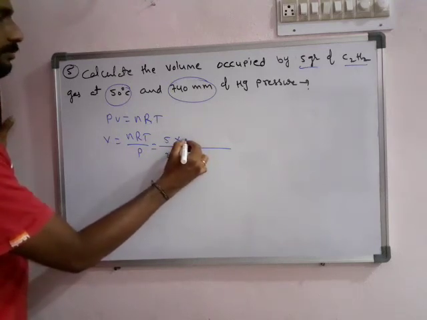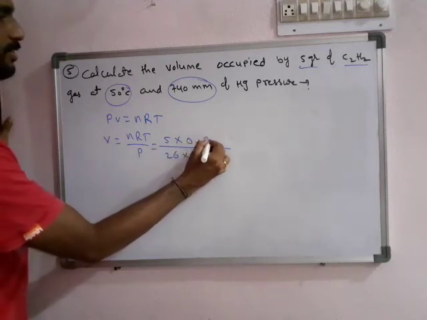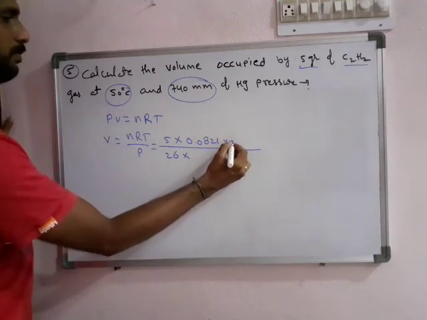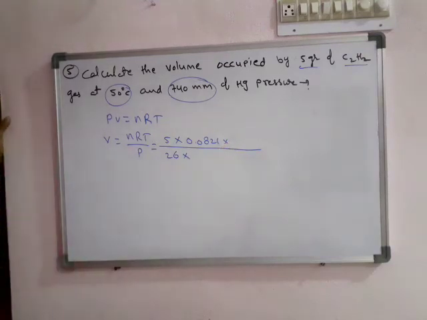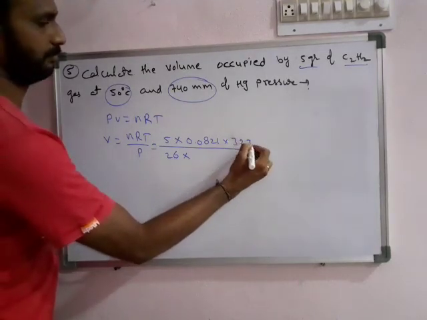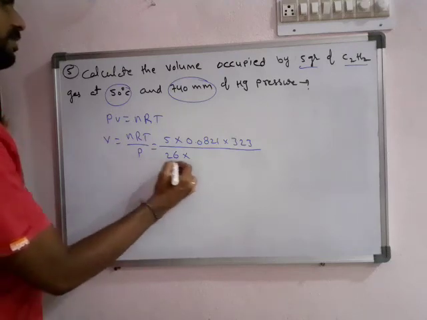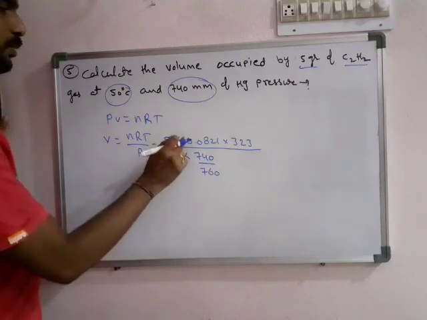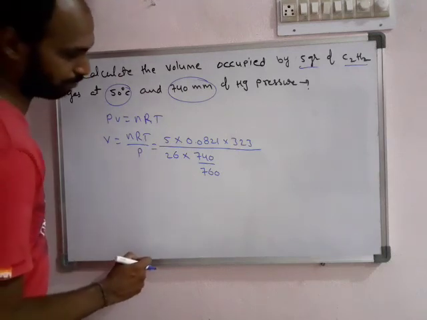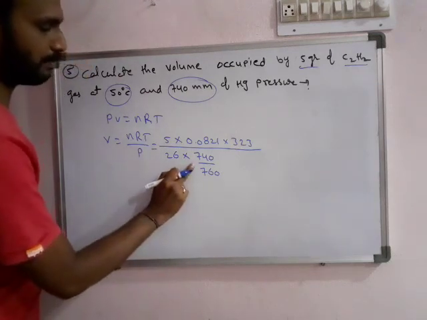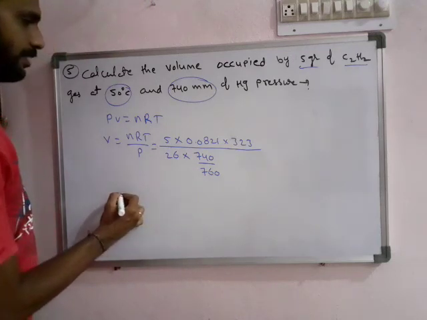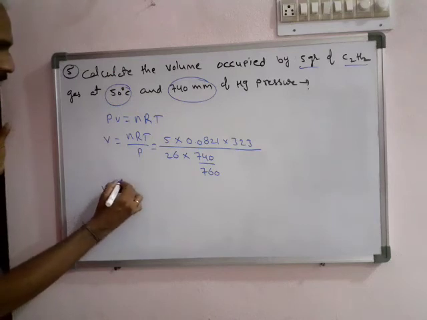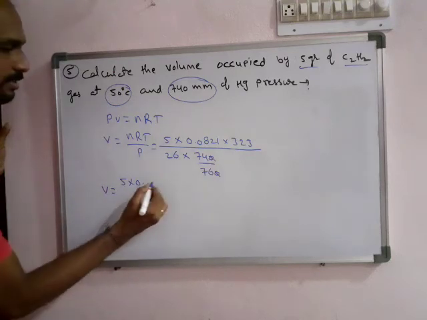R value is 0.0821 atmosphere liter per mole per Kelvin. What is the temperature? Here the temperature is given as 50 degrees Celsius, so convert it into Kelvin. What is the pressure? 740. Change it into atmospheres, as we took the R value 0.0821 atmosphere liter per mole per Kelvin, so the pressure must be in atmospheres. So finally we will get what? Cancel.